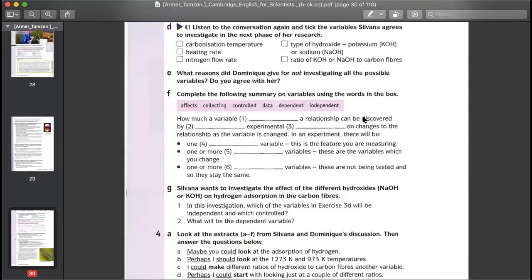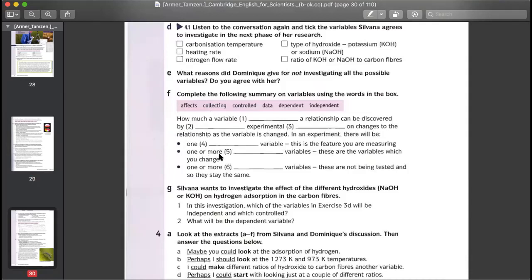A relationship can be discovered by... then experimental. Here we need a noun. Experimental. Then we have also another noun on changes to the relationship as the variable is changed. In an experiment, there will be one, we have a blank here, variable. This is the feature you are measuring.